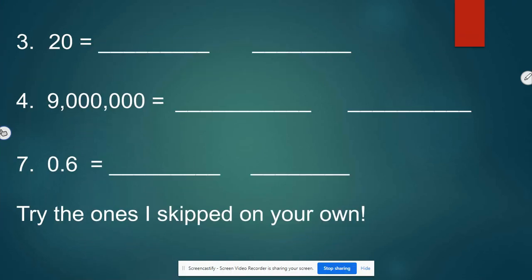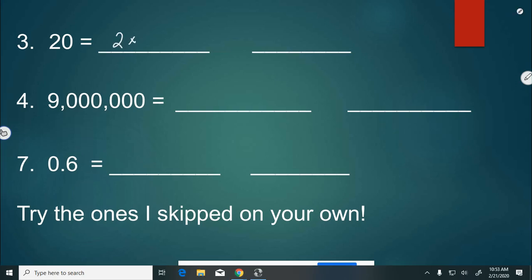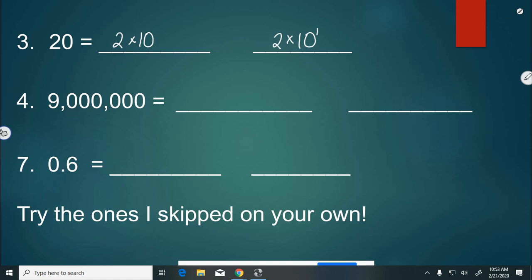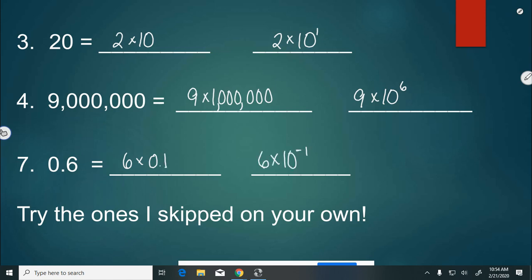Number 3, 20 is 2 times 10, so that's 2 times 10 to the first. Number 4, 9 million is 9 times a million. So that's 9 times 10 to the 6th. And number 7 is 0.6, which is 6 times 0.1, which is 6 times 10 to the negative first.